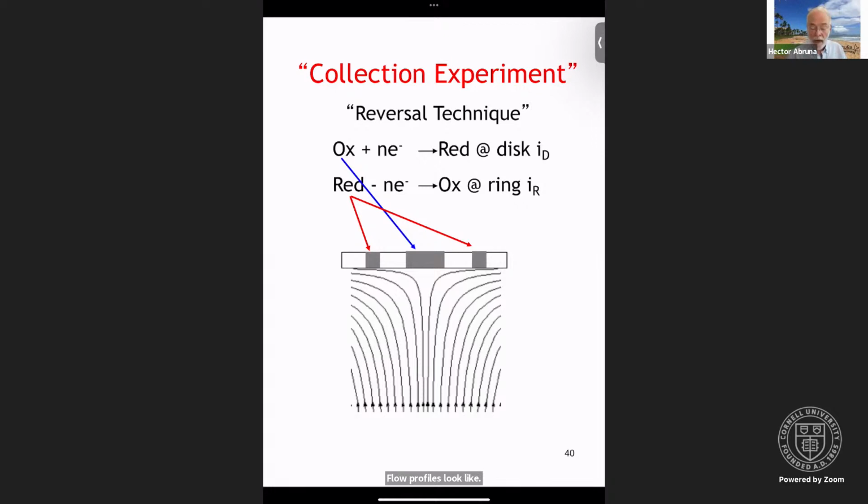These types of experiments are often referred to as reversal technique. Why is that? Because at the disk, we have Ox going to Red. At the ring, we can have the reverse process, Red going to Ox. And so at the ring, we'll reverse what we did at the disk in the simplest of cases. And so what we see, if you look at the flow lines here, so Ox gets turned into Red. There is the gap here, some transit time here associated with that. And then at the ring, we can basically reverse the process.